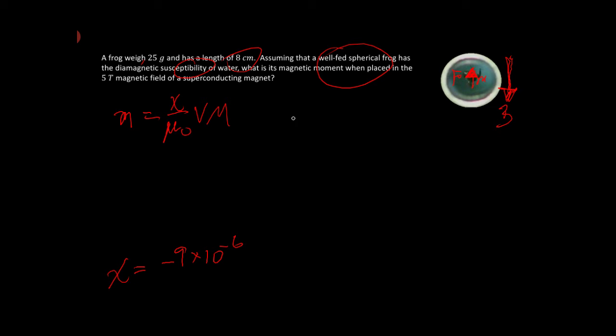And the volume is, well, I said he's a spherical frog, so that's 4 pi over 3 times r cubed. Okay, so r is what? 1/2 of 8 centimeters, so that's 0.04 meters cubed.